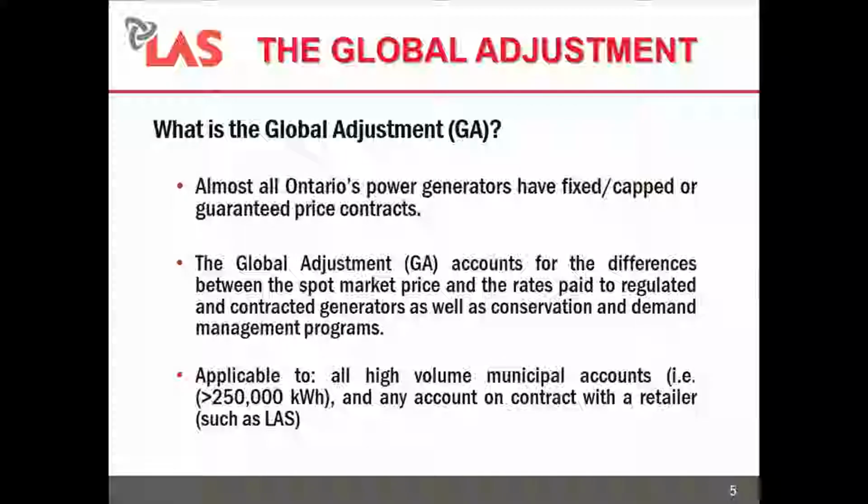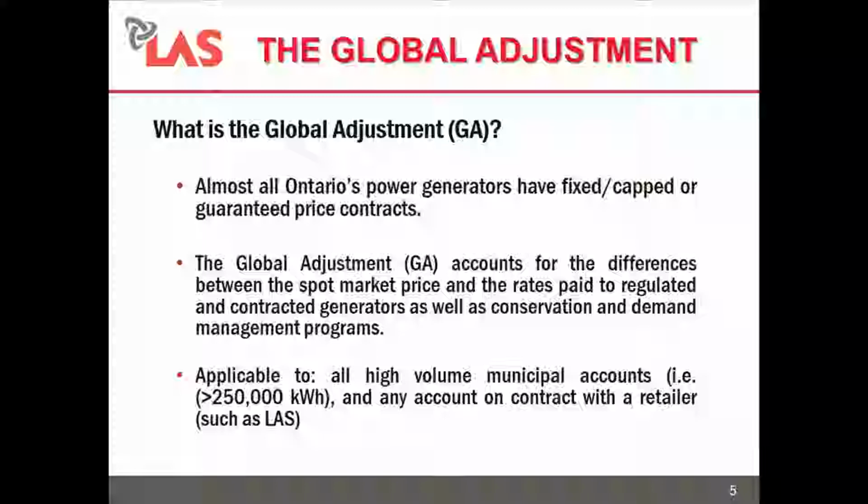They have to reach that guaranteed cost. So the global adjustment accounts for the difference between the spot market price and the rates paid to these regulated or contract generators, and it also includes some costs from conservation programs and demand response management programs. So where does the difference come from? Say, on the last page we talked about the HOEP, which is settled each hour through the supply and demand balance.